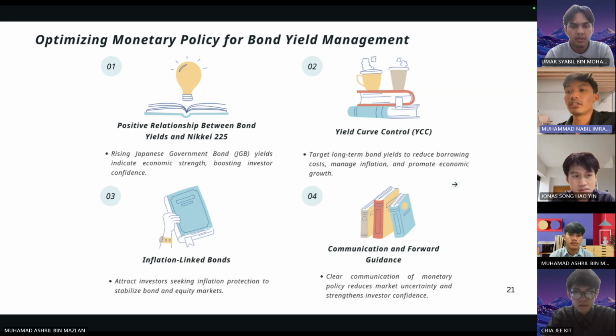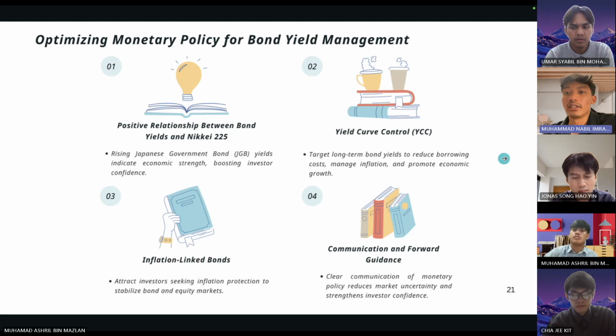The next one is issuing inflation-linked bonds. By issuing inflation-linked bonds, it can attract investors seeking protection against inflation, thereby stabilizing bond markets without leading to excessive yield increases. This policy ensures a stable investment environment while maintaining equilibrium between debt management and stock market growth.